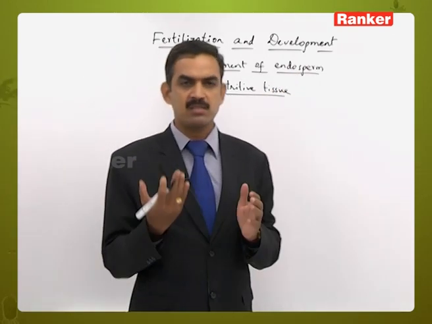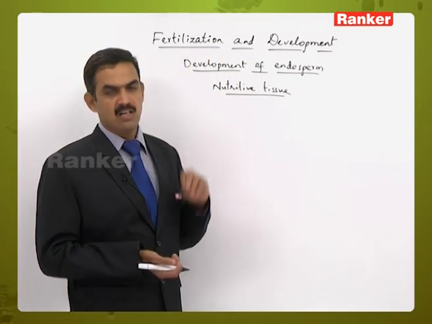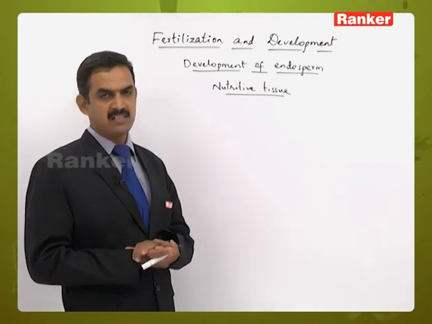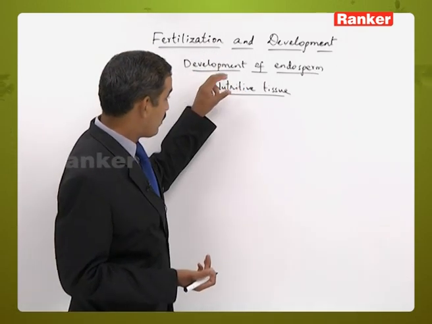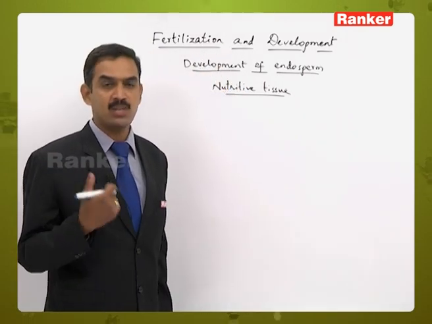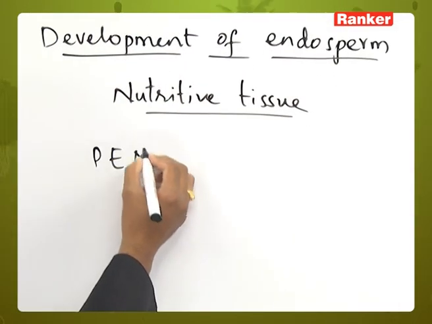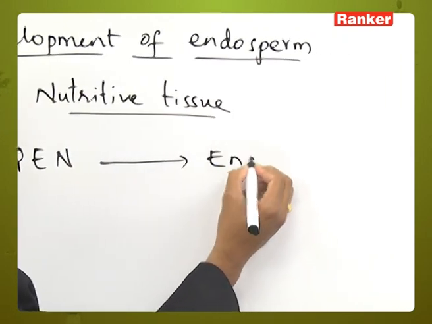So, by the time the seed gets matured, the endosperm is either retained, or sometimes the endosperm will be completely utilized. Based on that we can say non-endospermic seeds and endospermic seeds. But how is this endosperm developed, or how is the endosperm formed? As we already said, a primary endosperm nucleus will be converted into endosperm.